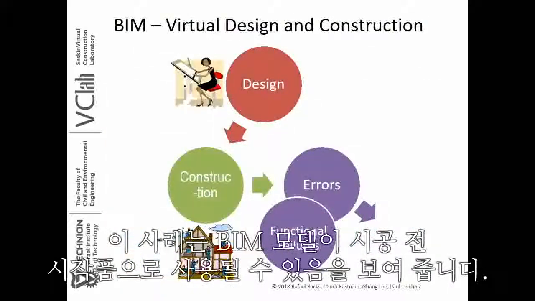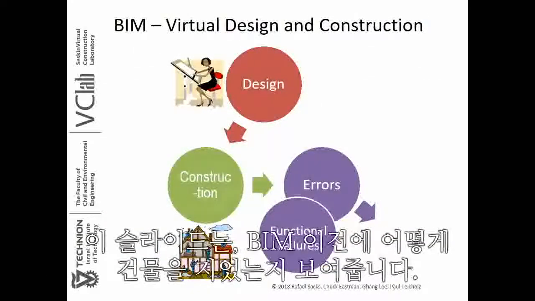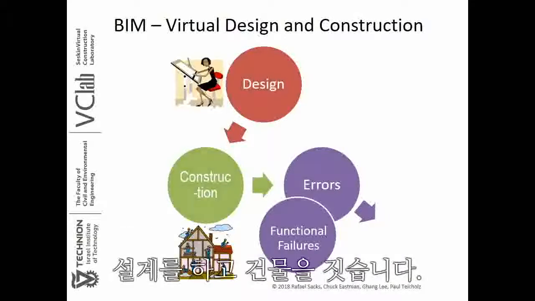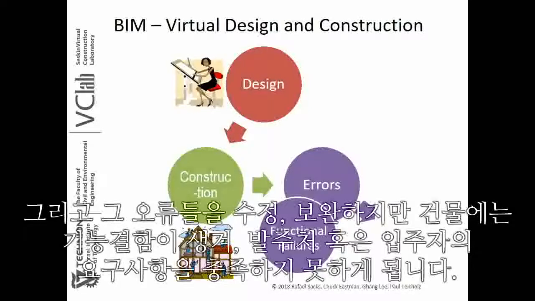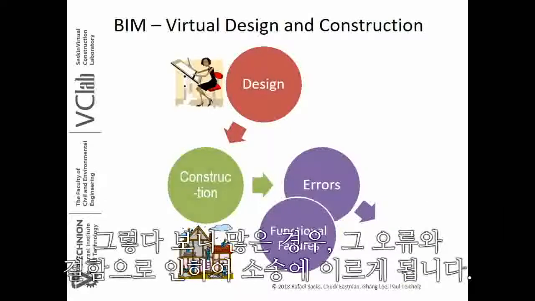You can see here, for example, in this slide, that what we used to do before BIM was we would design, we would construct or build, and then on the site we would discover all the errors. And once we'd ironed out all the errors in the building, we still discovered that there were functional failures, meaning that the building did not meet the needs of its designers or of its owners or of its occupants. And then, of course, in many cases, we had lawsuits, which followed all those errors and functional failures.